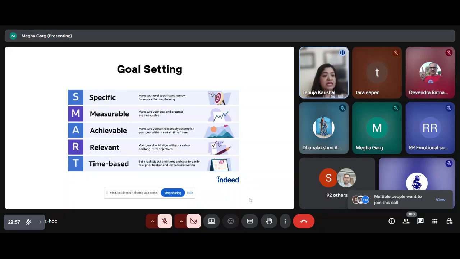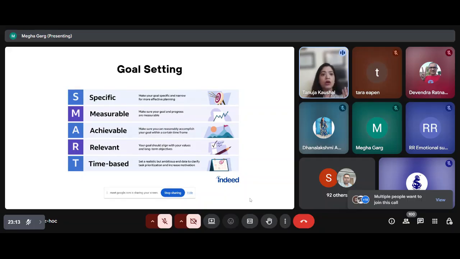Measurable, and A is achievable. The goal should be realistic. It should not be beyond the resources of a client. The client is not able to get out of the bed because of sadness and you are asking them to go to a gym. It's not achievable. So the goal should be realistic.